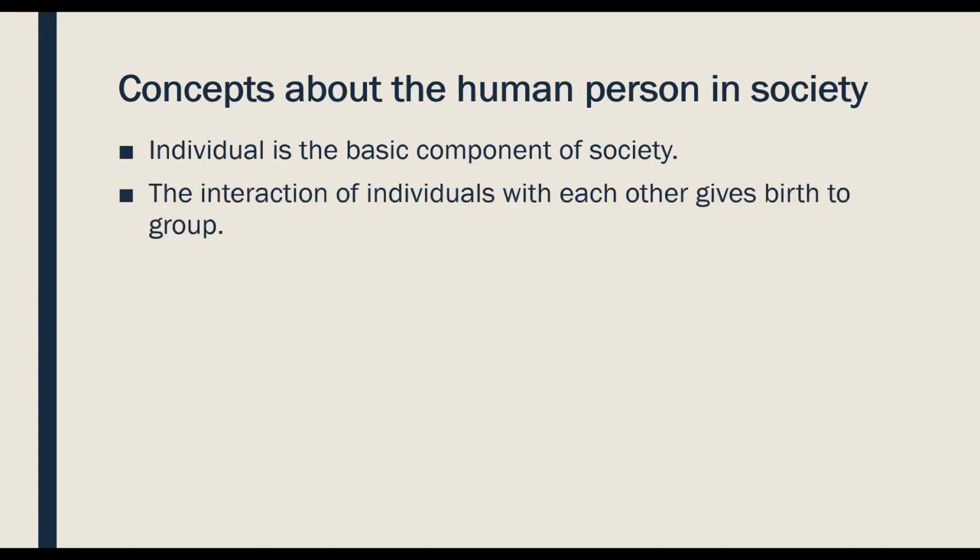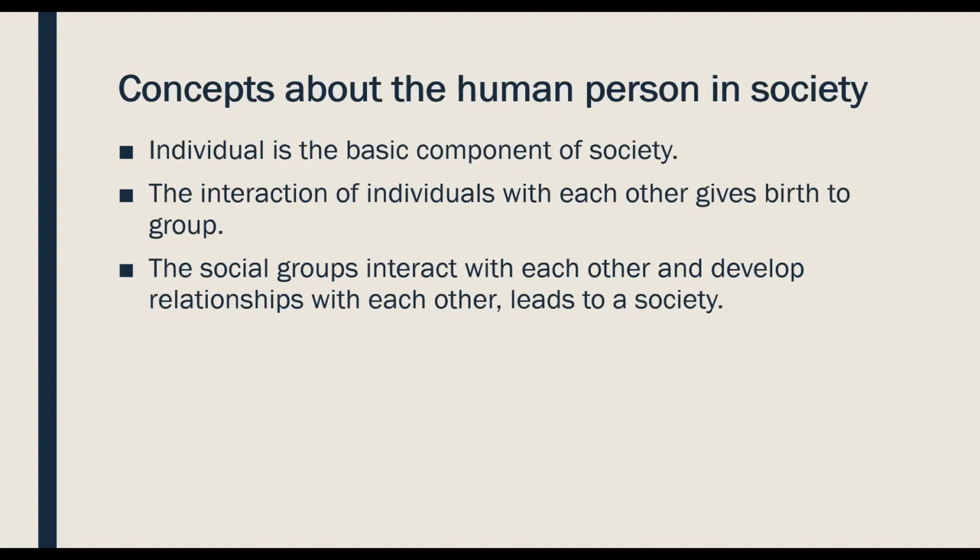The interaction of individuals with each other gives birth to a group. And that's already emphasized earlier. It's how you interact and build relationships among individual units that really matters. The social groups interact and develop relationships, and that leads to a society. Without interaction, without building that relationship, that group will just be called a group.